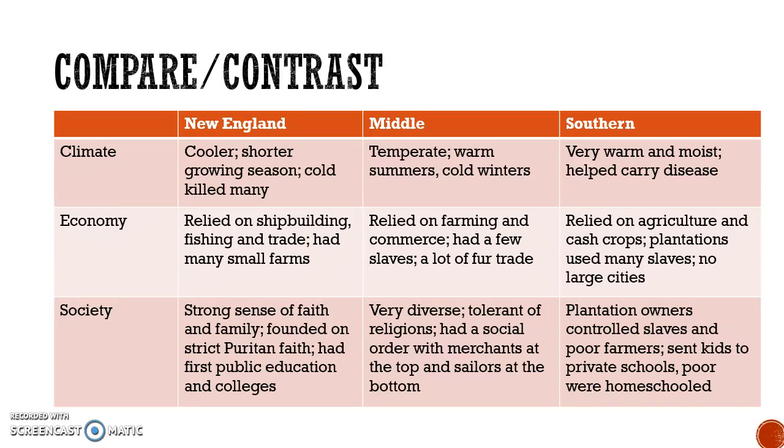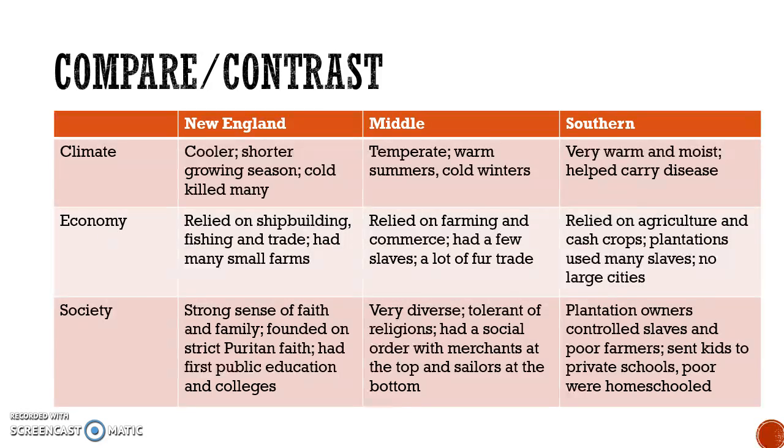Here is a general overview of each region of colonies and some of their differences. New England's climate was cool, did not have as much of a growing season, and unfortunately, due to the lack of advancements in medicine, the cold weather did kill a lot of colonists. Middle colonies were much more suitable for living, temperate, warm summers, cold winters, and then, of course, the southern colonies were very warm and moist, and unfortunately, diseases really grew in this sort of climate. So the middle colonies would have been the most ideal to live in.